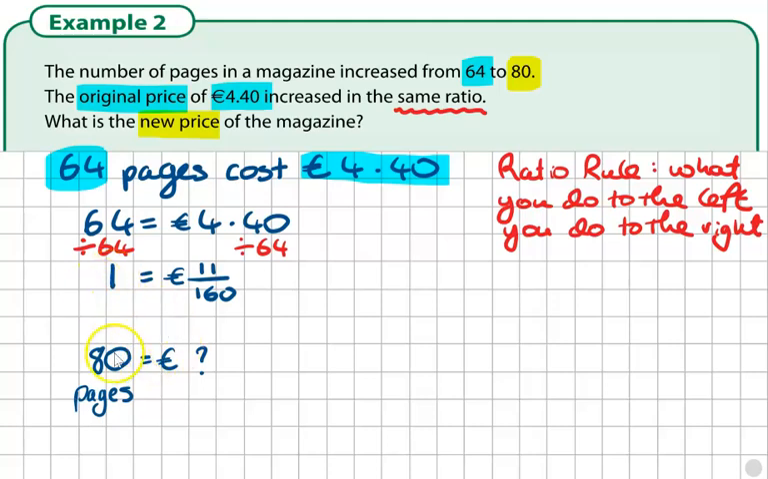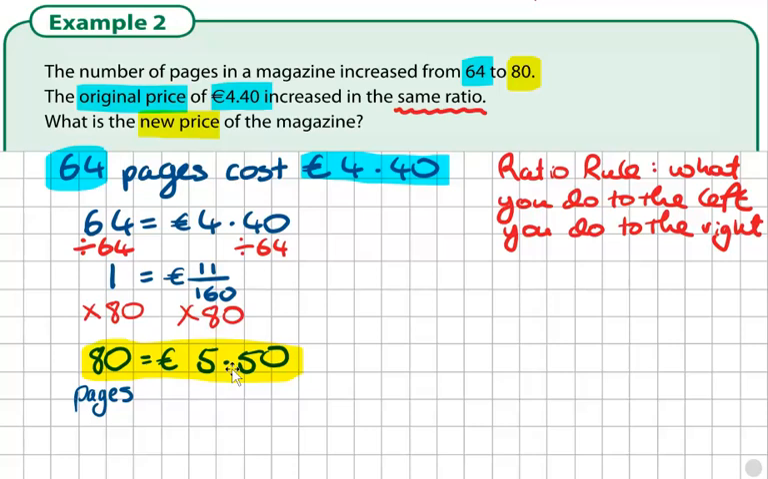So you might be thinking, well, to get from 1 to 80, I just add on 79. That is technically true, but this is a ratio question, so we're only going to multiply or divide. So if you're at 1 and you want to get to 80, you're going to multiply by 80. 1 multiplied by 80 gives us 80. And if we multiply by 80 on the left, we'll multiply by 80 on the right. And 11 over 160 multiplied by 80, do it in the calculator, gives us €5.50. So 80 pages is equal to €5.50.